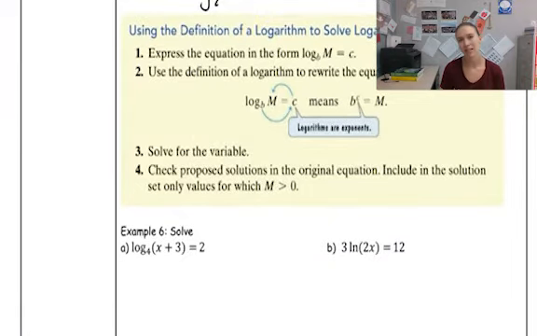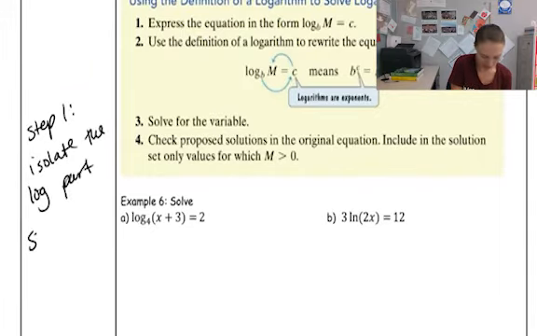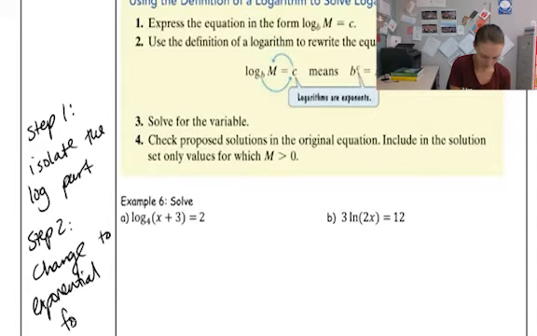And similarly to what we were doing before, solving exponential equations, we want to change to log form. Solving log equations, we want to change to exponential form. After we isolate the variable, step 1, we want to isolate the log part. And then step 2, we want to change to exponential form.